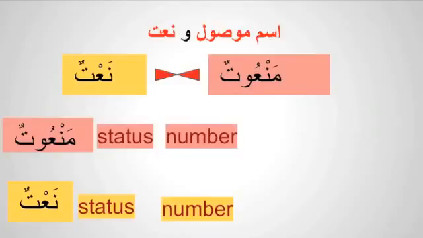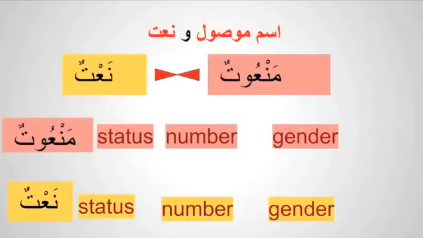It will match in number. If it is singular, it is also singular. Plural, plural, dual, dual. And it will match in gender. If Man'ut is Mu'annath, Na'at will also be Mu'annath, because even Na'at in Arabic is an ism, is a noun. So it will have all the four status, and that noun which matches in all the status is a Na'at to the Man'ut. That is the relationship between Na'at and Man'ut. It's very easy and a very striking resemblance which you can identify in any sentence, inshallah.